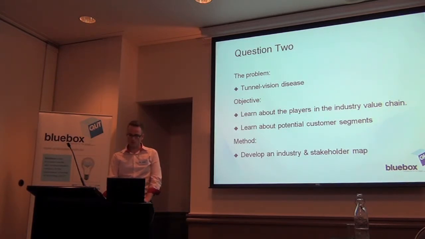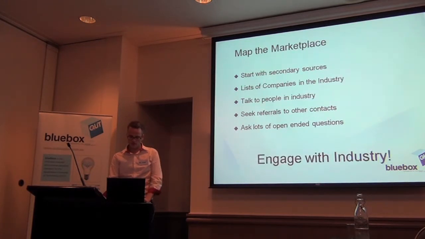So how you do this is you really need to understand the players in the industry sector, knowing about the value chain all the way from the people that make the products all the way down to the consumer. And to do this, you need to map out the marketplace. So the best thing to do is start with those secondary sources that I talked about. And often these list a whole bunch of companies that are in the industry. These are really useful bits of information.